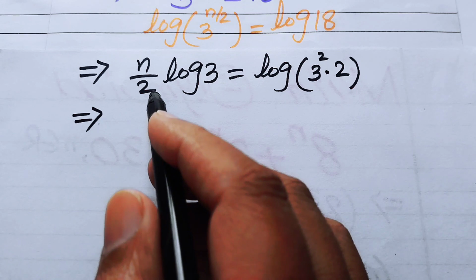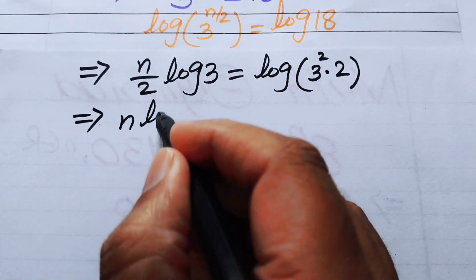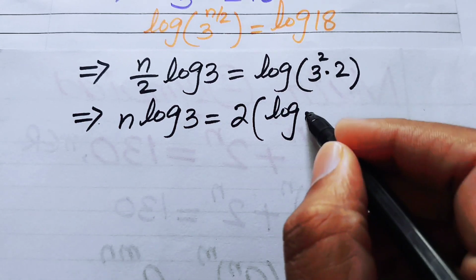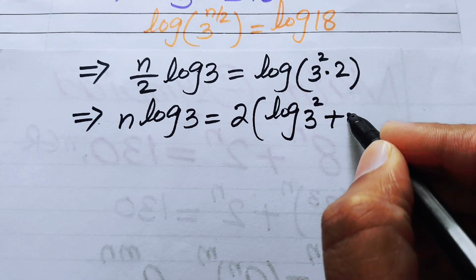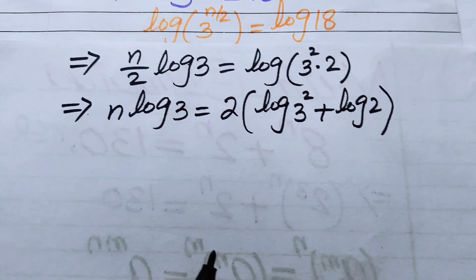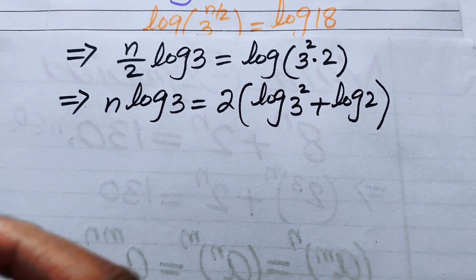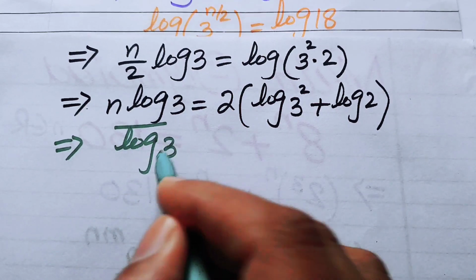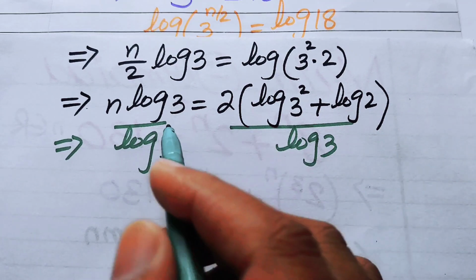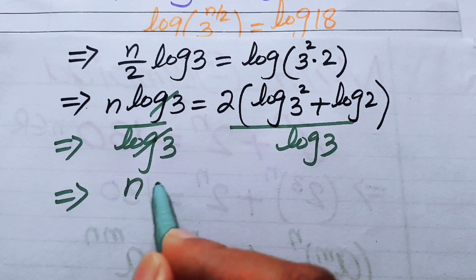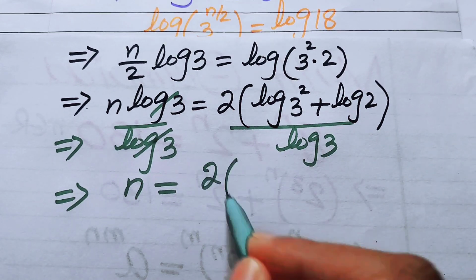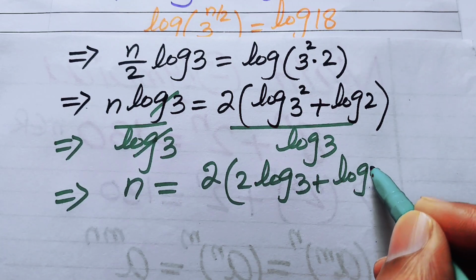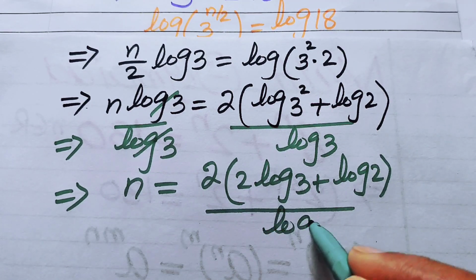So here first we move this 2 to the right hand side, and you will get n times log 3 equals 2 times, here we apply the property of log to both of the terms, log 3 squared plus log of 2. And now in the next step, we divide both of the sides by log 3. So on the left hand side you see that these are gone, and here we get n equals 2 times, applying the property of log, (2 times log 3 plus log 2), and this whole over log 3.